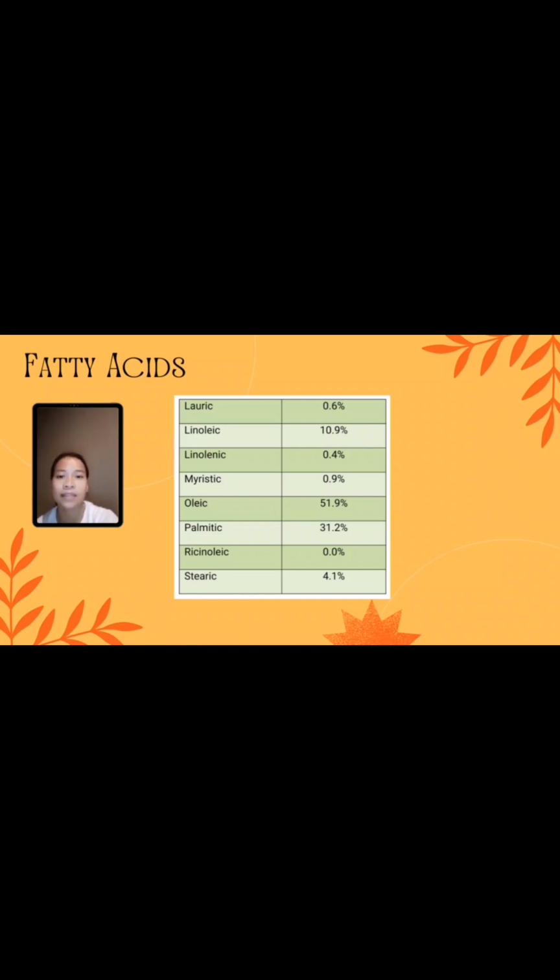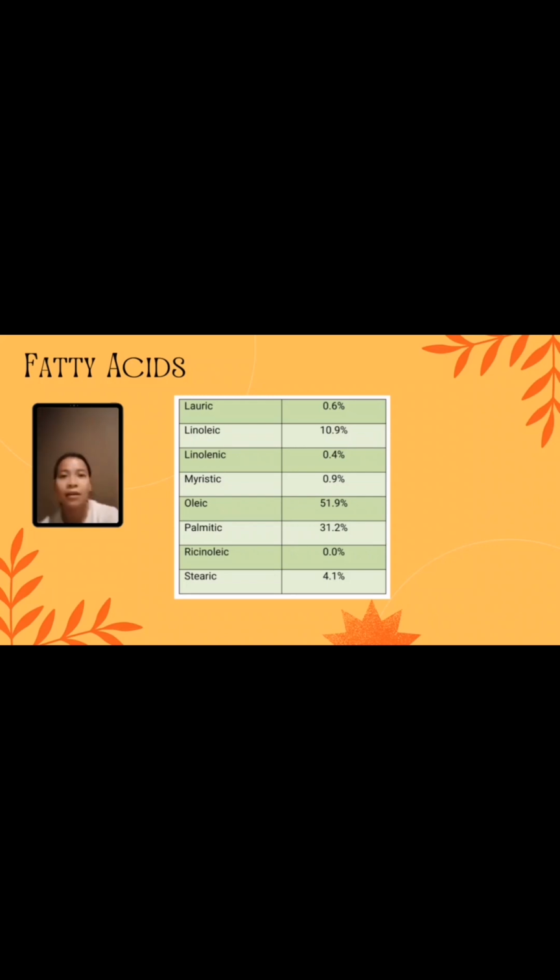The next one is the linoleic acid. It is 10.9% in our soap formulation. So what is linoleic acid? Linoleic is an unsaturated fatty acid that contributes to the conditioning or moisturizing levels and is often a contributor to the silkiness of the lather.